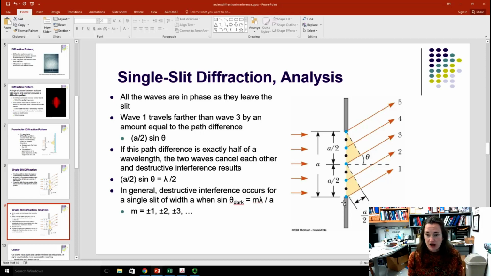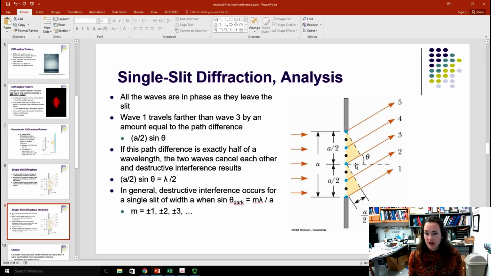And the base of that right triangle, you can figure out using some trigonometry, would be a over 2 sine theta. If a is the total width of the slit, then from the bottom of the slit to the midpoint, that would be a over 2. And you can use your geometry from high school to figure out that the angle theta that you have right here would be the same angle as on the triangle. So you can use just a little bit of a trick to figure that out.